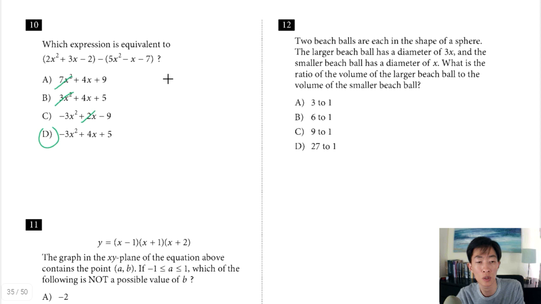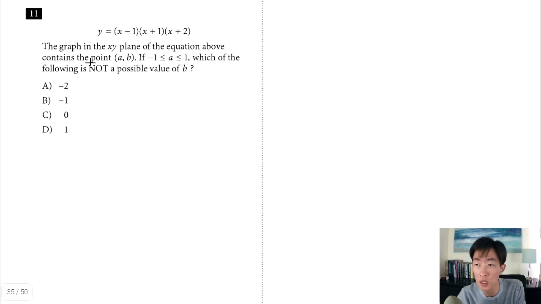Now if you don't like doing that, you could write it all out, and I'm willing to bet that they wrote this because they're thinking you're going to forget to distribute the negative sign. So let's do this vertically, 2x squared plus 3x minus 2, and then this is going to become negative 5x squared, positive x, positive 7. And then when you combine this, negative 2 plus 7 is positive 5, 3x plus x is 4x, and negative 5x squared plus positive 2x squared is going to be negative 3x squared. And so that's exactly choice D. But if you can do it in your head the way that I did it, that'll save you a lot of time. Question 11, we have an equation.